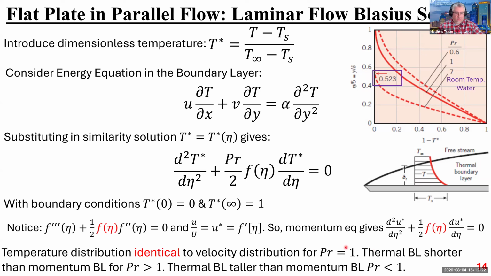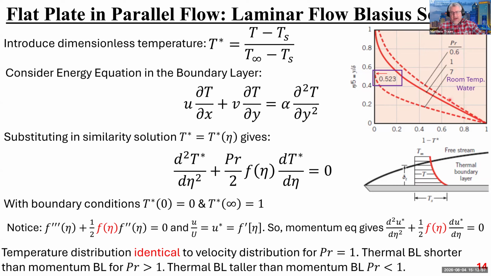So for Prandtl number equals 1, this equation for heat transfer and this equation for the momentum conservation, the Blasius solution velocity profile, they're identical, right? So you can use the exact same answers. What ends up happening when you have a Prandtl number that's not equal to 1 is the boundary layer will get shorter if the Prandtl number is bigger than 1. So we see that here, right? So here's 0.6, which is the Prandtl number for air at room temperature, more or less, right?